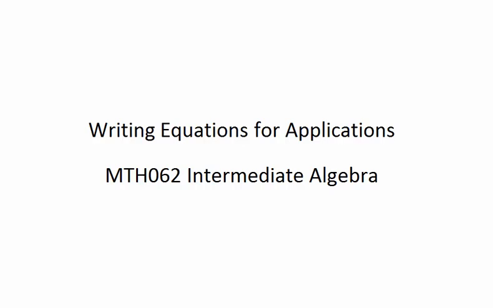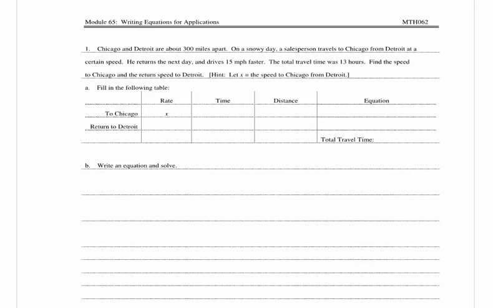In this video, we're going to look at writing equations for applications. In one, it says, Chicago and Detroit are about 300 miles apart. On a snowy day, a salesperson travels to Chicago from Detroit at a certain speed. He returns the next day and drives 15 miles an hour faster. The total travel time was 13 hours. Find the speed to Chicago and the return speed to Detroit.